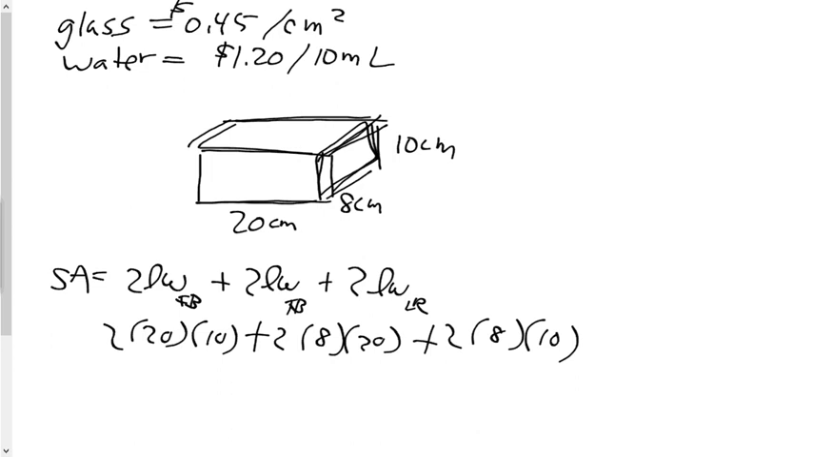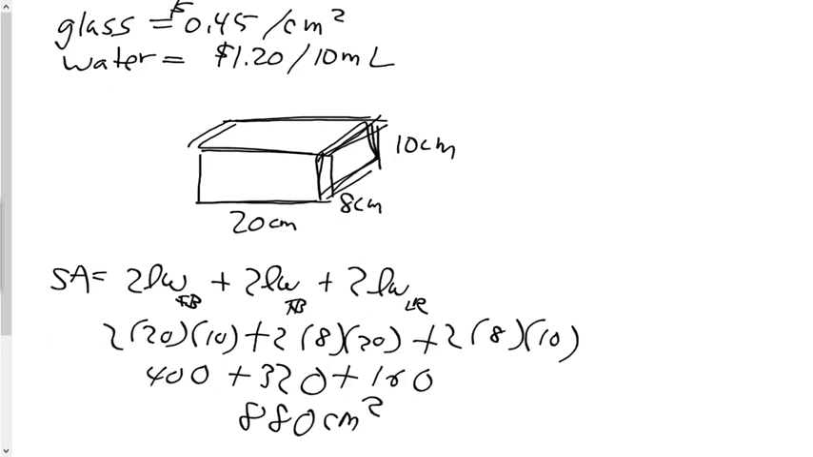So 2 200s is 400. 2 160s is 320. And 2 80s is 160. Add those together, you get 720, 880. 880 square centimeters, not cubic centimeters of space, is the surface area of that box. Now, how much does 1 square centimeter cost? Right up here, it costs 45 cents for 1 square centimeter. So you take your surface area and multiply it by 45 cents.